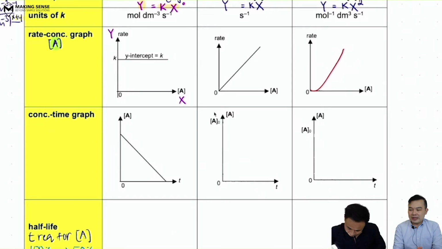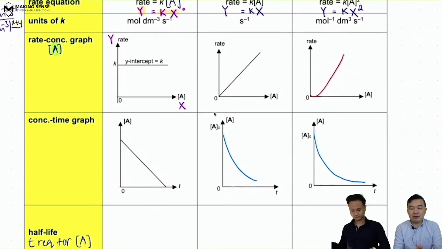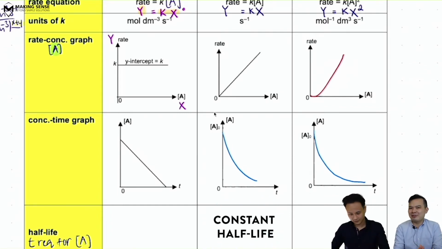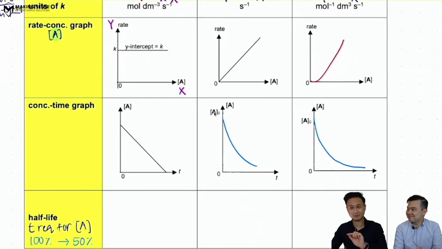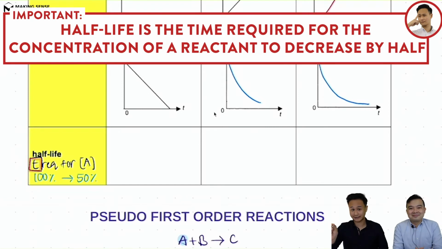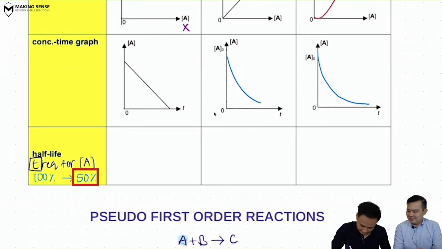Now, one very special thing about the first order downward sloping curve for a concentration time graph is the fact that they have this thing called a constant half-life. Mr. Tim, what's a half-life? Well, as the name implies, it is the time. So listen, guys, it is the time required for the concentration of the reactants to decrease by half. So 100% to 50%. And this time is T half.